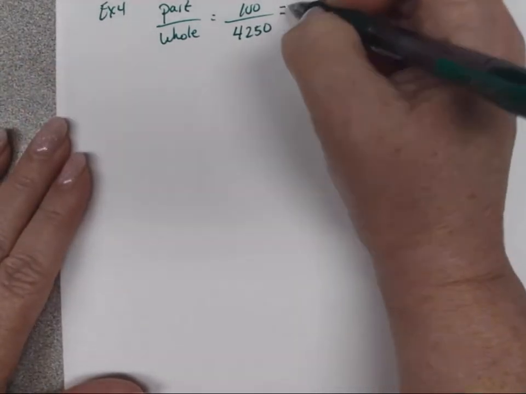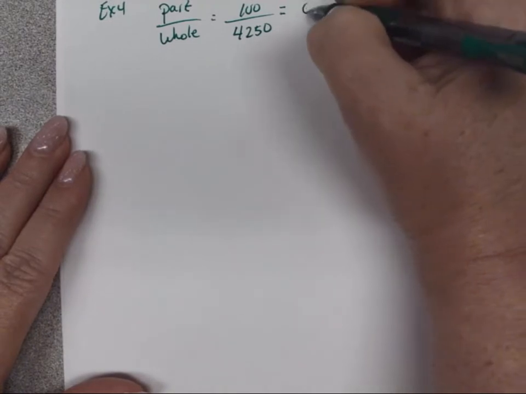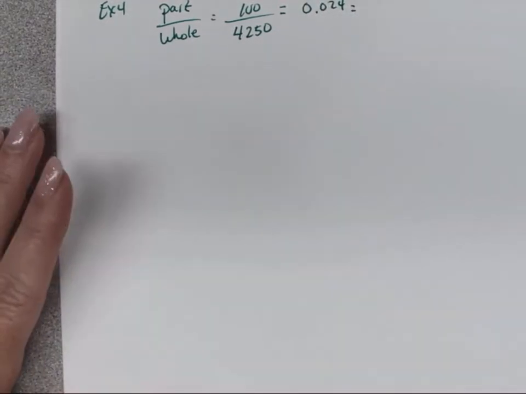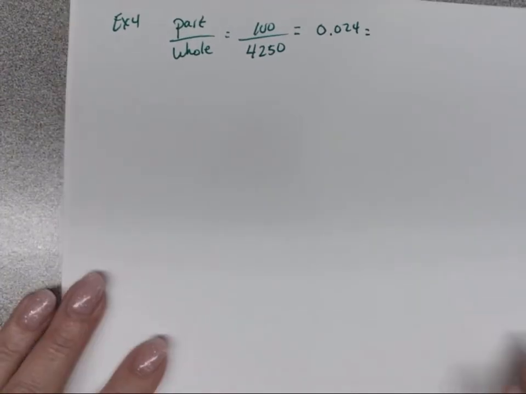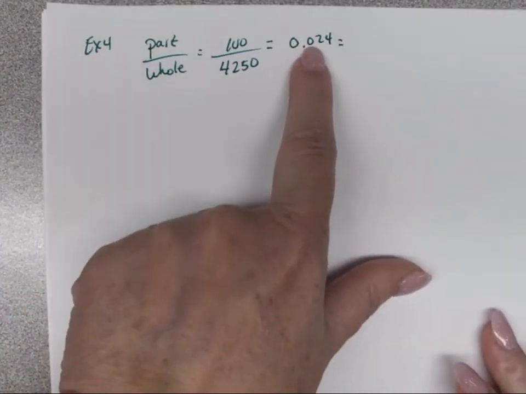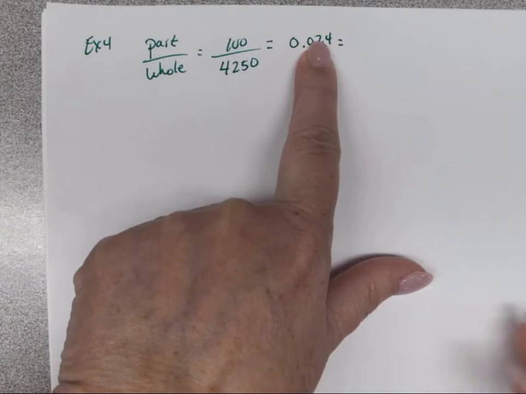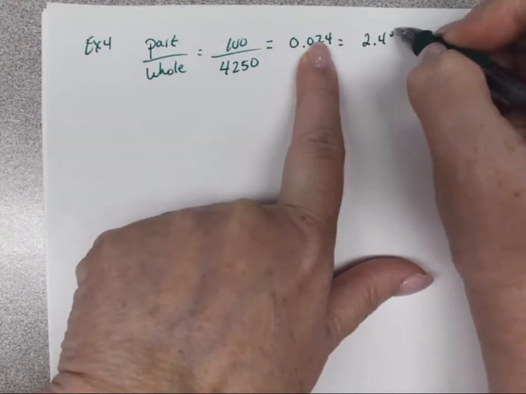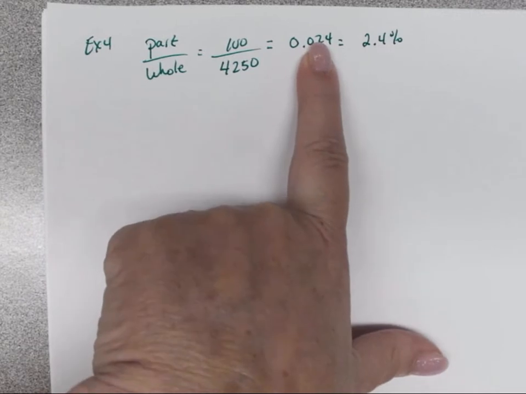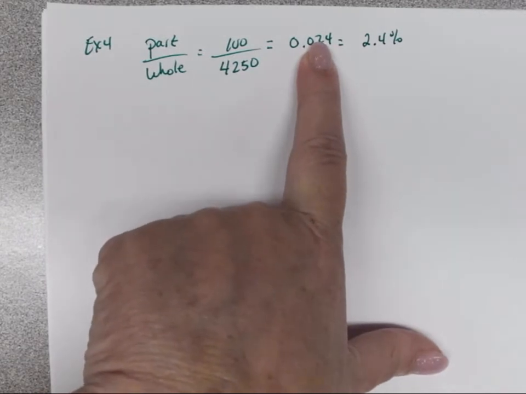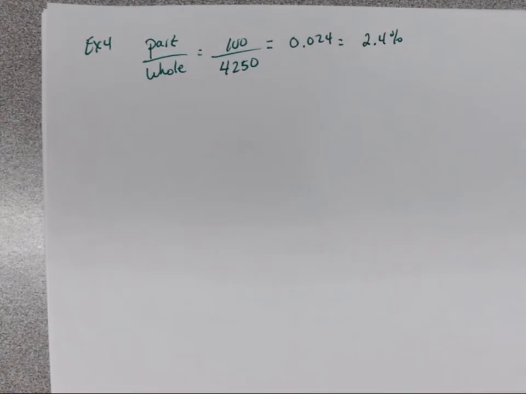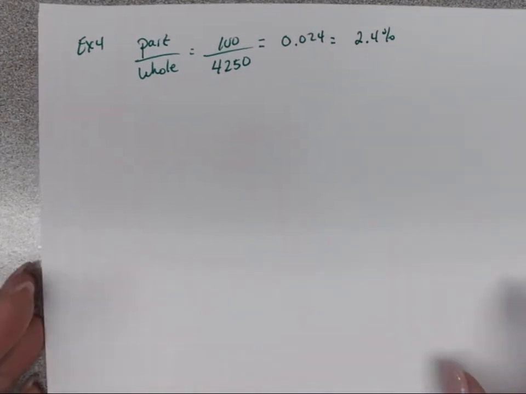When we put that in a calculator, we're going to get 0.024, and we want to change that again to a percent. So when we do that, we're moving the decimal place 2 places, and we'll end up with 2.4%. So I'm showing you, you can draw the loops like I did on the previous ones, or you can just know that it goes over 2 places. Either way works, whatever helps you understand it better.